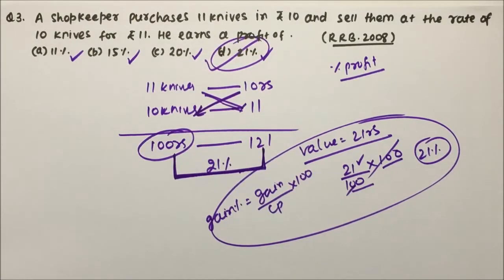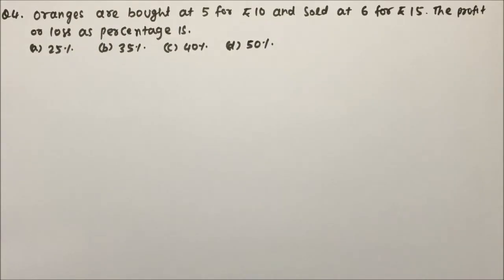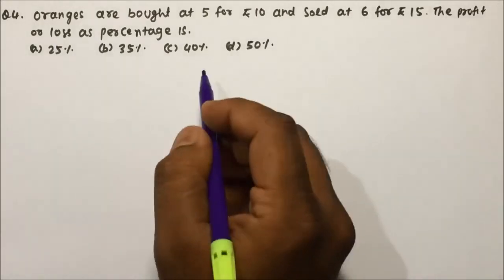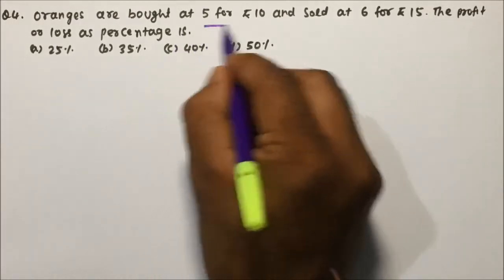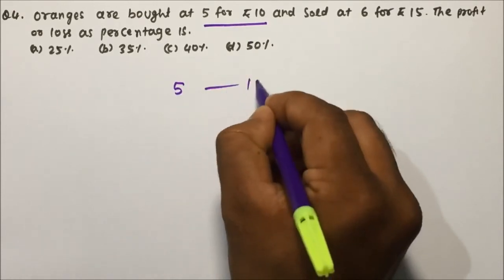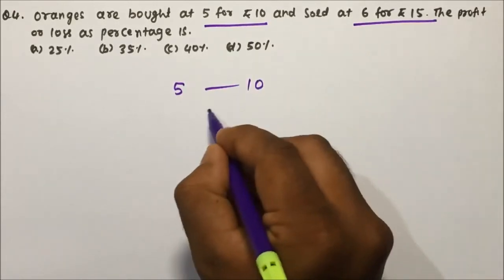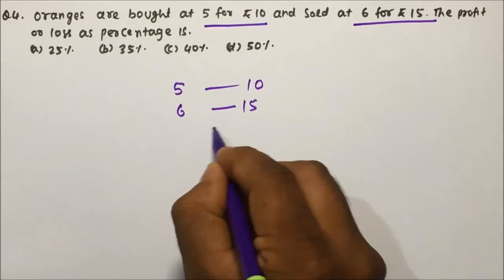Let's move to question number 4. Question number 4 is also similar to question number 3. So let's try to solve it here. Oranges are bought at 5 for 10 rupees. So 5 oranges for how many rupees? 10 rupees. And sold at 6 for 15 rupees. 6 oranges sold for 15 rupees.